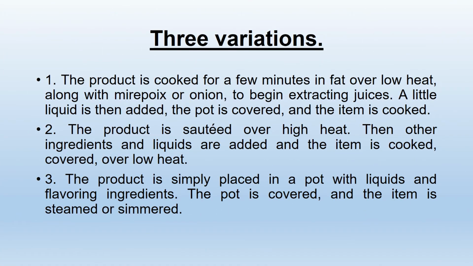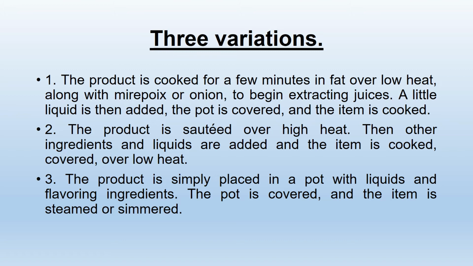So there are three variations of this one. The first one, the product is cooked for a few minutes in a fat over low heat, along with a mirepoix or onion to begin extracting juice. A little liquid is added, then the pot is covered and the item is cooked. The second variation is that the product is sautéed over high heat, then other ingredients and liquid are added, and the item is cooked covered over low heat. That is what is known as simmering, right?